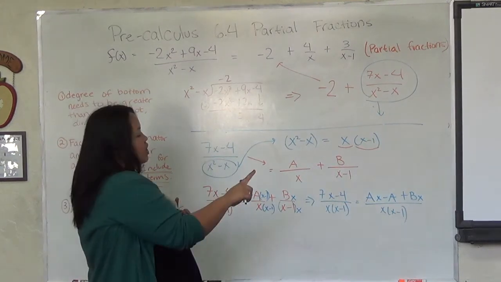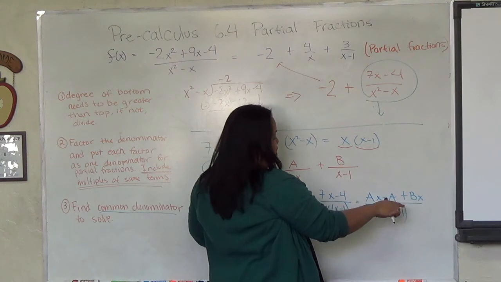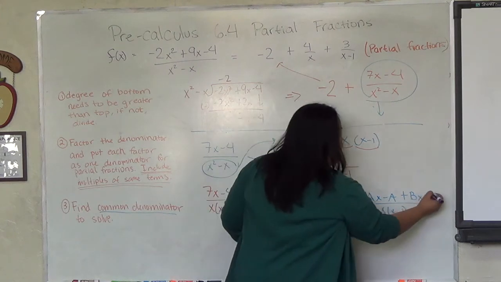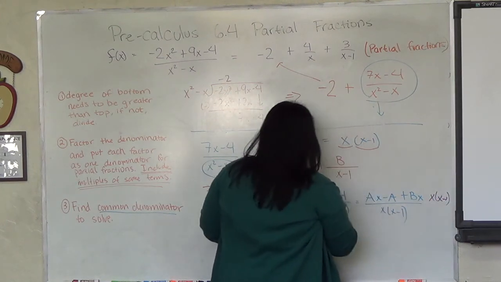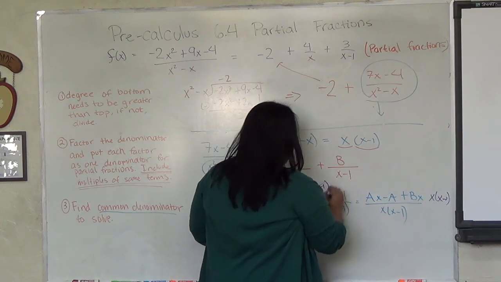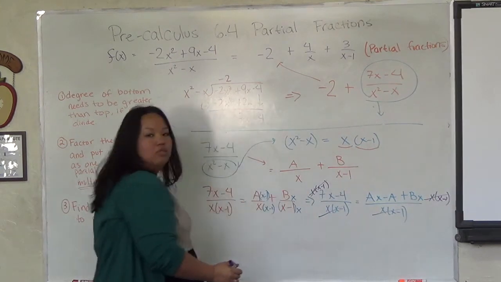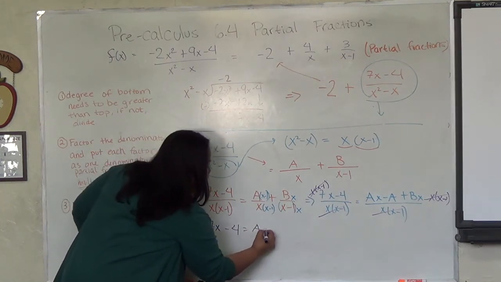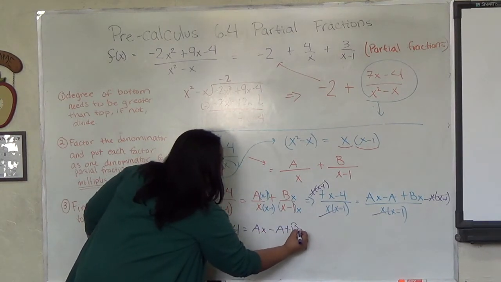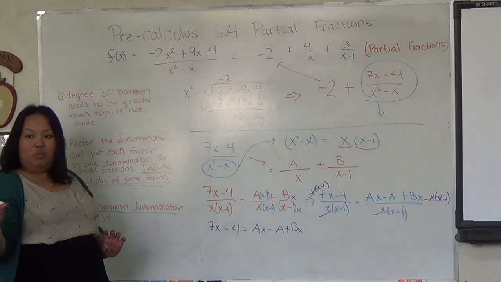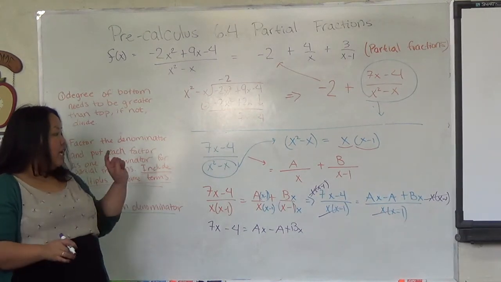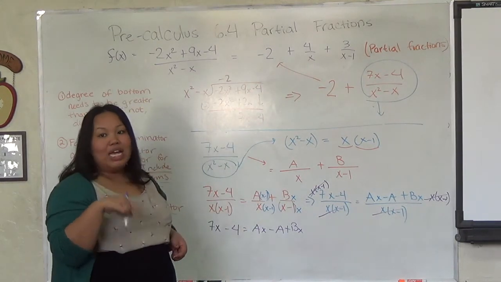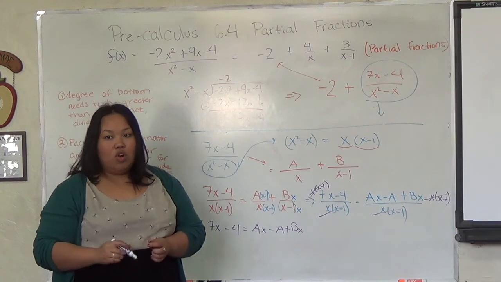All right. So this is what's going to happen. I need to solve for A and B. Now that I have the same denominator on both sides, I can multiply it, and then it cancels out. You with me? So that leaves me 7x minus 4 equals Ax minus A plus Bx. Yes? We understand that concept. I did all that so that I can get the right side into one fraction so that I can get rid of the denominator. Once that happens, I can only combine like terms in order to get these answers.